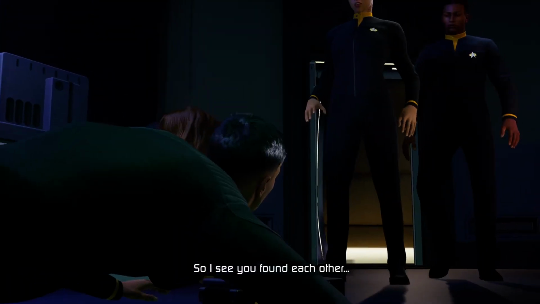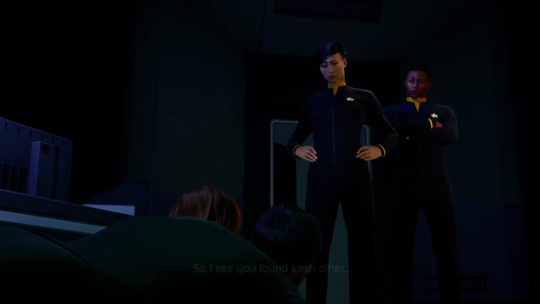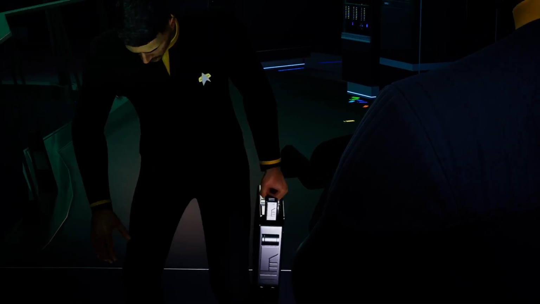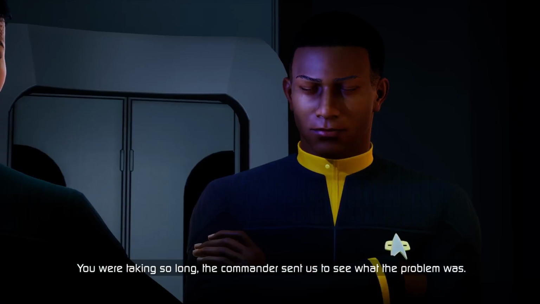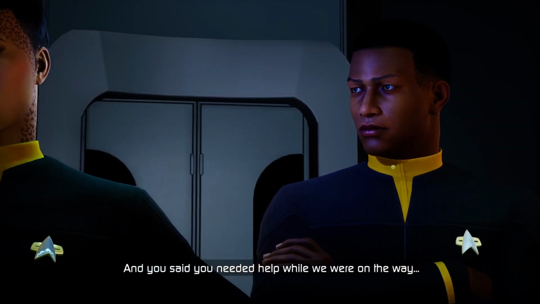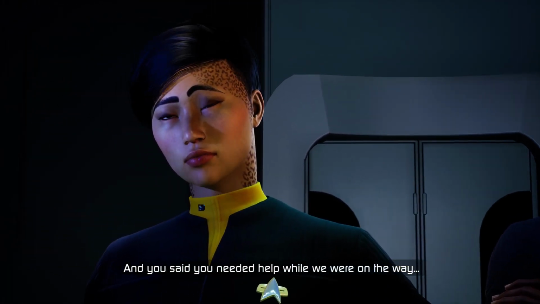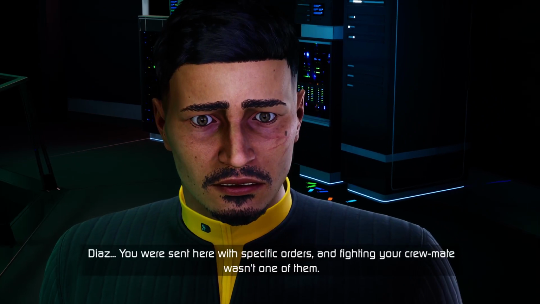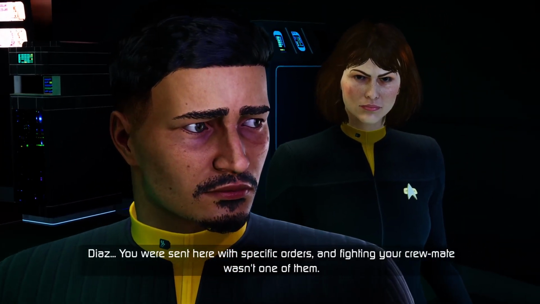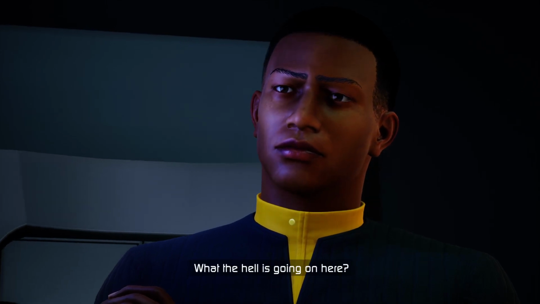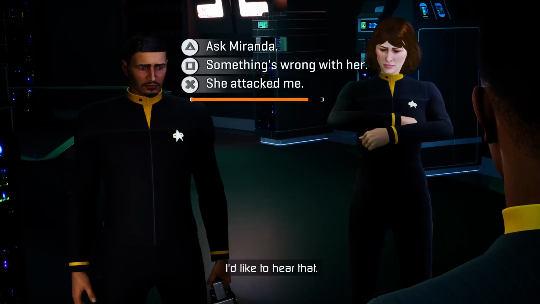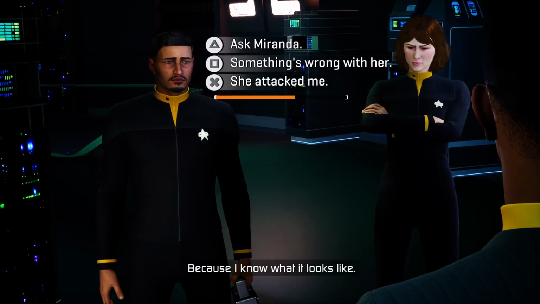So I see you found each other. You were taking so long, the commander sent us to see what the problem was. And you said you needed help while we were on the way. Diaz, you were sent here with specific orders, and fighting your crewmate wasn't one of them. What the hell is going on here? Let's just let them explain. I'd like to hear that, because I know what it looks like.